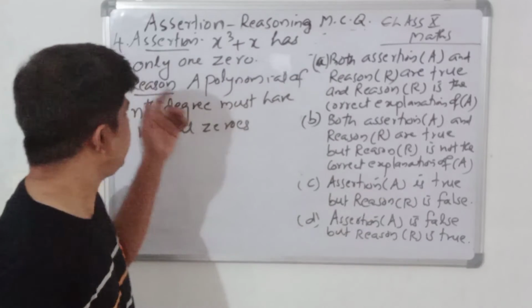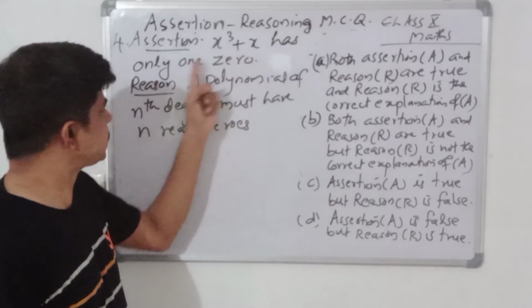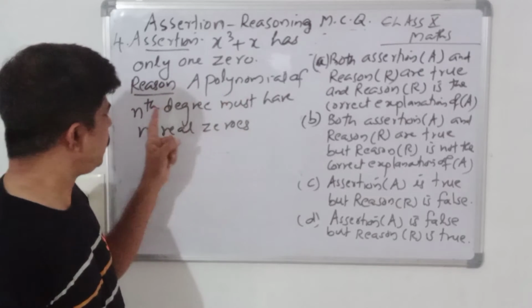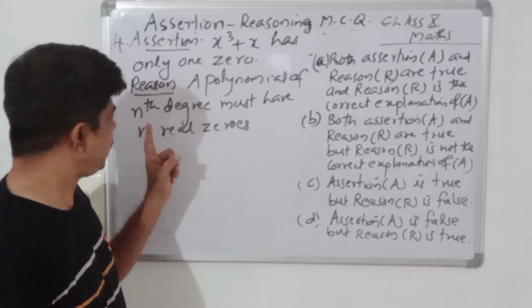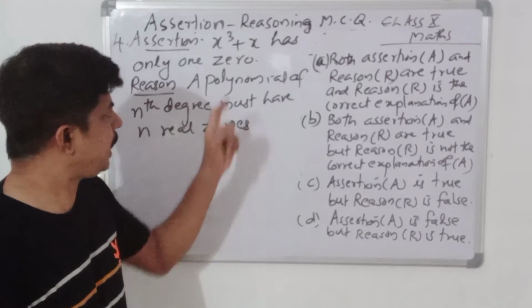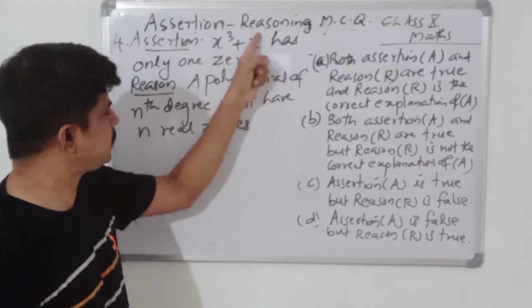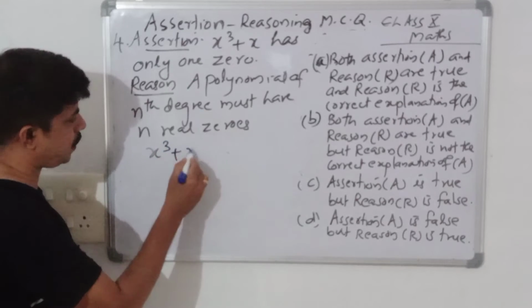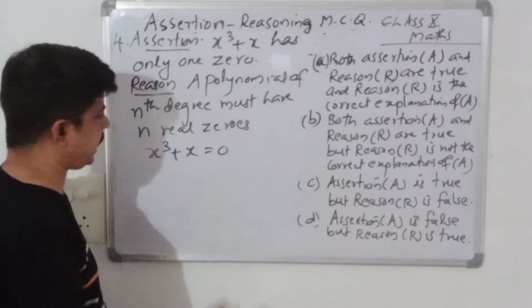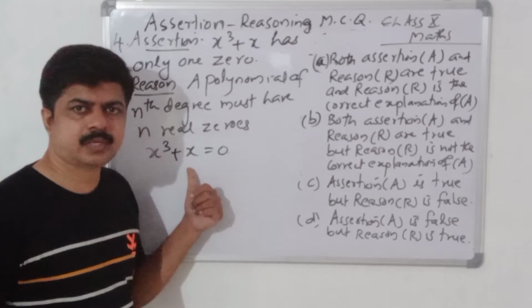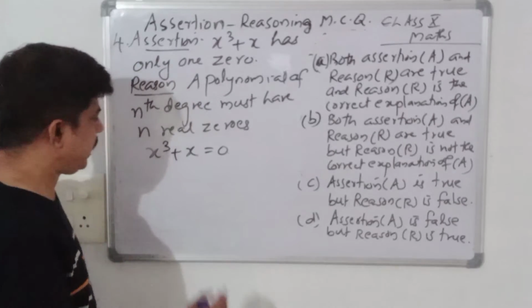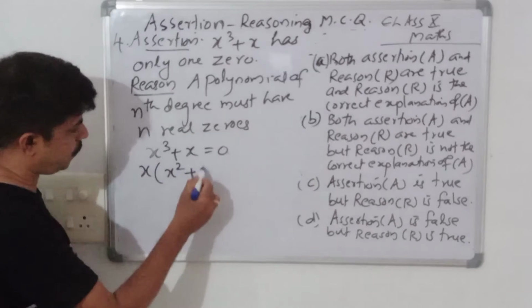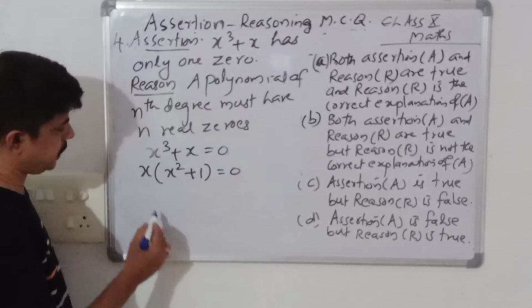Moving to the next question. Assertion: x cube plus x has only one zero. Reason: a polynomial of nth degree must have n real zeros. Okay, let us see how many zeros will this polynomial have. We have x cube plus x. We know how to factorize this. X cube plus x, we should take the common factor and we can factorize. X is the common factor: x into x square plus 1 is equal to 0.